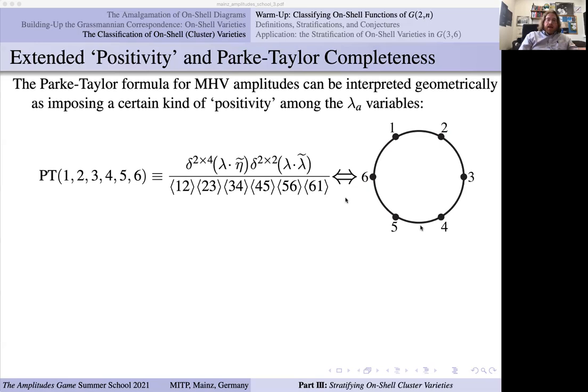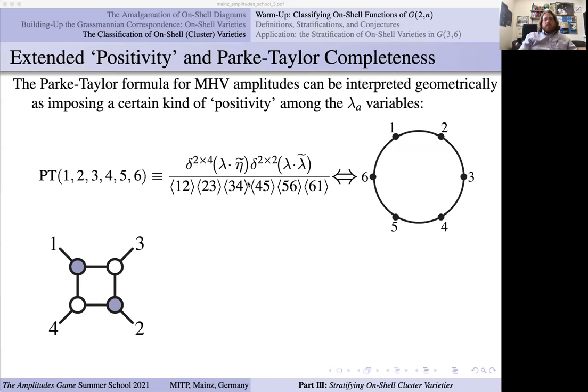This is why this factor comes up a lot in string theory and many places, because of this connection between differential forms and these locations of poles and these geometric configurations. Okay, so that means that this Parke-Taylor factor is somehow uniquely attached to the configuration of 6 points ordered on a circle. And it's obviously cyclically symmetric.